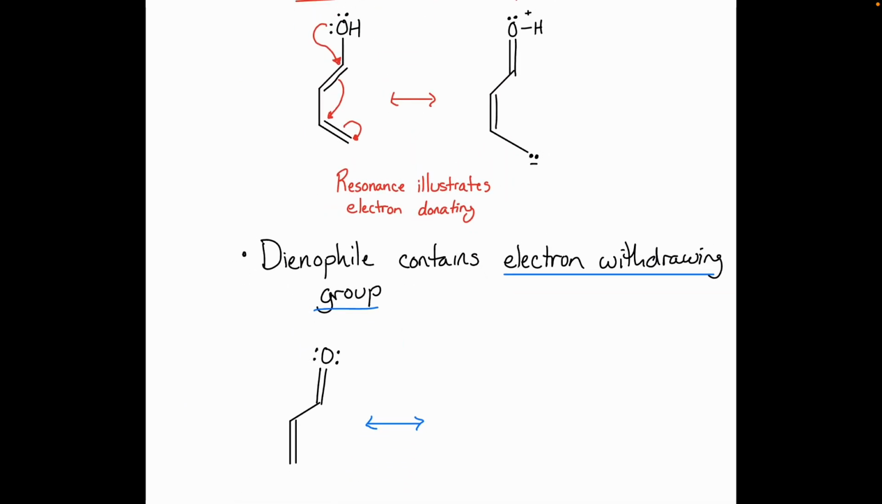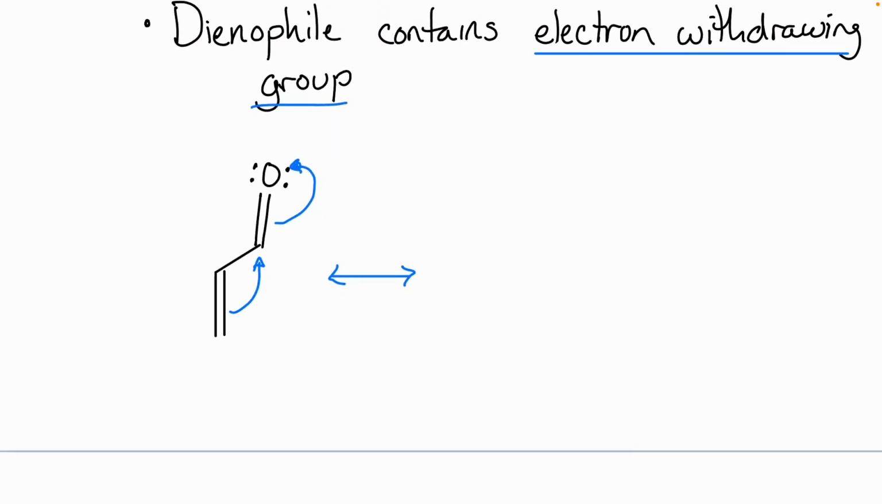Right? So previously we saw this oxygen donating a pair of electrons. Now we're going to see the exact opposite. It's withdrawing a pair of electrons, pulling that electron density onto itself. What am I missing? A positive charge, absolutely, right? There's something going on with my charges that are funky here.